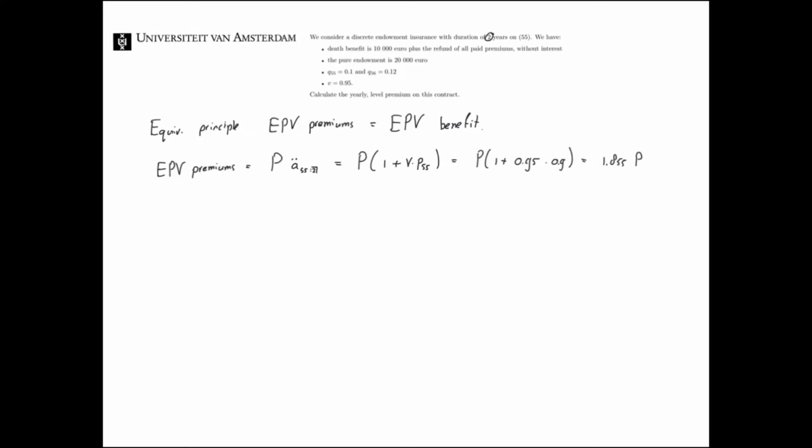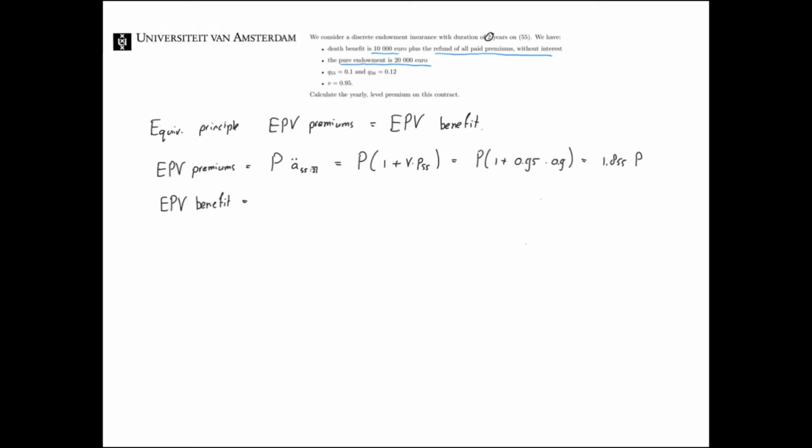Now for the benefits, you have to watch out because there's a little extra given in this case. The death benefit states it's going to be 10,000 euro plus the refund of all premiums, as is stated here. Now, it says we do not get the interest back. So we do have to discount, but we do not receive the interest. And there is also the part of the pure endowment of 20,000.